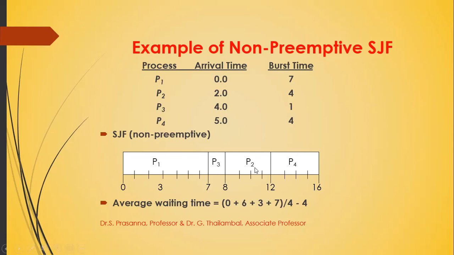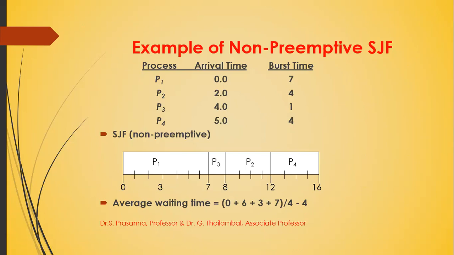So you can see here P2 started at the time of 8. So therefore, 8 minus the arrival time 2. When you subtract the arrival time from the starting time, you can find that the waiting time of P2 was 8 minus 2, 6. So that is what is given here.